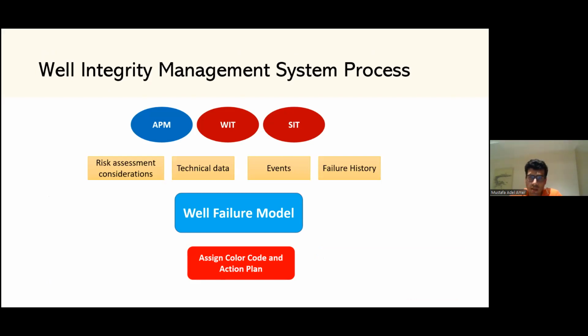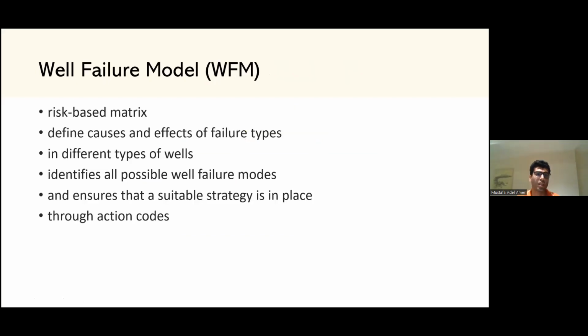So we mixed the data that we collected from the annulus pressure monitoring with the wellhead integrity test, with the subsurface integrity test, with the technical data, events, failure history, with our risk assessment considerations, which is an art. This is how you assess the risk. We merge it with our well failure model to assign action codes and correction plans. But what is the well failure model?